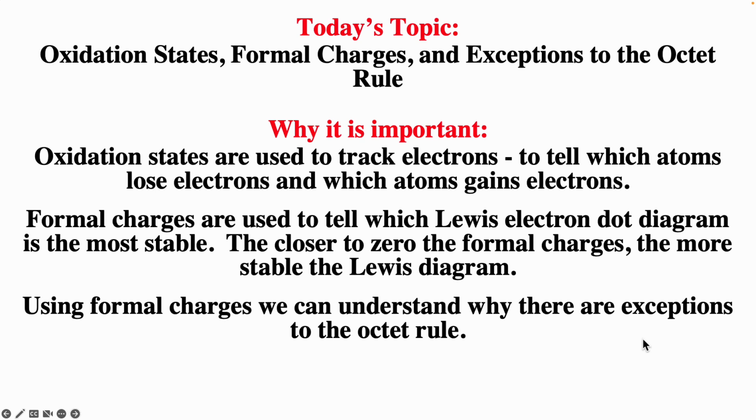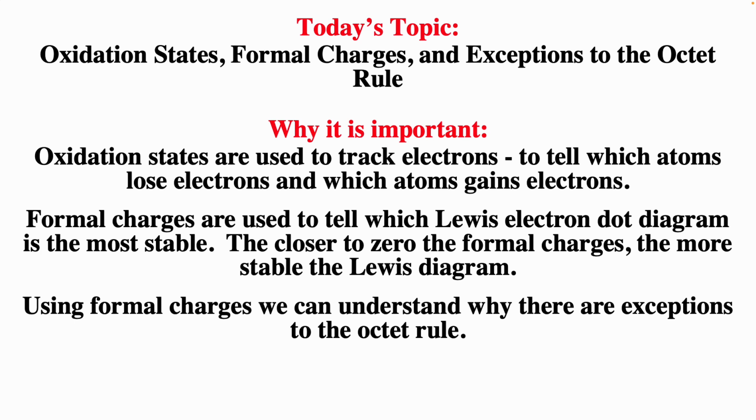Howdy. This video is on oxidation states, formal charges, and exceptions to the octet rule. Oxidation states are used to track electrons to tell which atoms lost or gained electrons during a reaction. Formal charges are used to tell which Lewis diagram is the most stable. The closer to zero for the formal charges, the more stable.